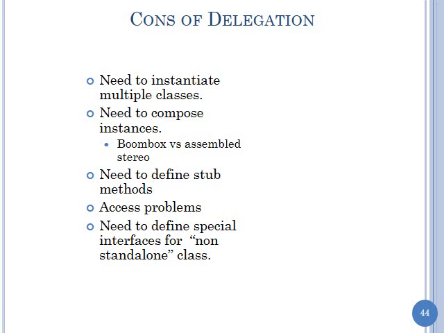Need to define stub methods. If I want to reuse an inherited method, in the case of inheritance, I just don't define any method. In the case of delegation, I forward the call. What's the pro there?